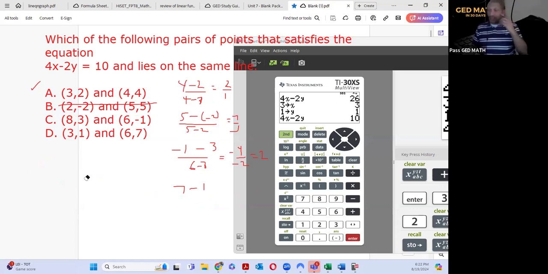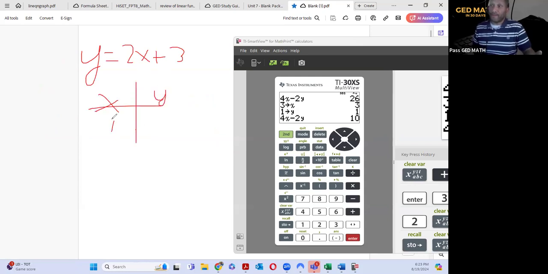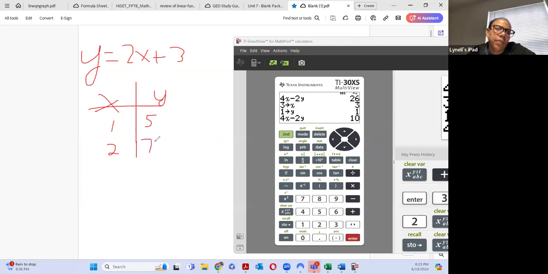So my point is, understand what an equation is. When they give you a point, let me just make an equation up real quick. Y equals 2x plus 3. I'm going to give you a table. When x is 1, I plug in x is 1, I get 2 times 1 plus 3 is 5. If I plug a 2 in, I get 2 times 2 plus 3 is 7. Those points are on that line.